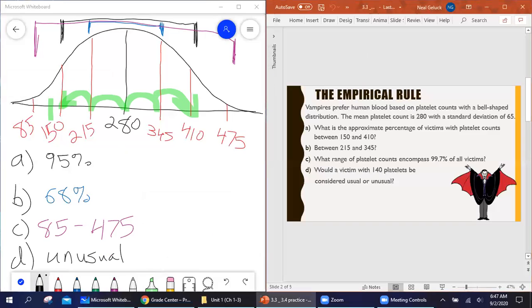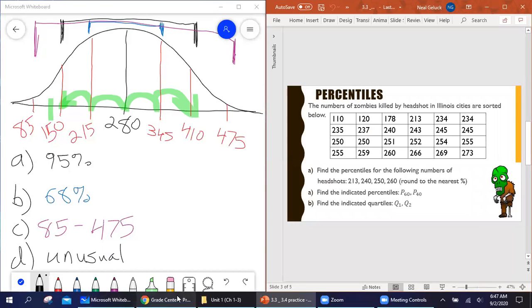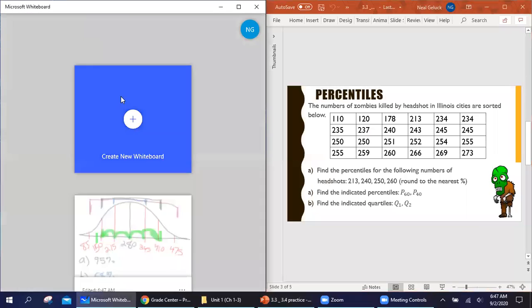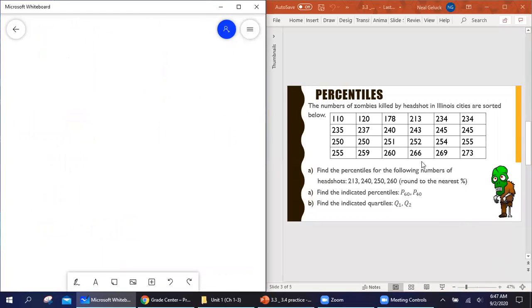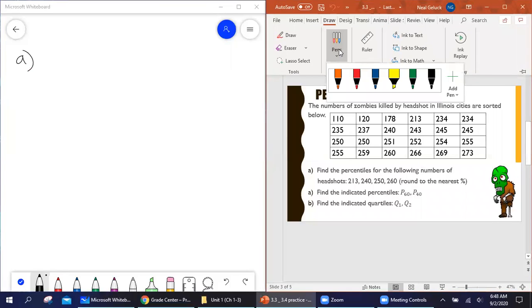For our next slide, we're looking at percentiles. So now we've got zombies killed by headshot in Illinois cities. So they are sorted, so that's good because we need that for percentiles. Part A, find the percentiles for the following numbers of headshots. So remember, to find the percentile, we take the number of values smaller than it, divide by the total number of values, and then times it by 100. And it says on here, we're going to round to the nearest percentage.